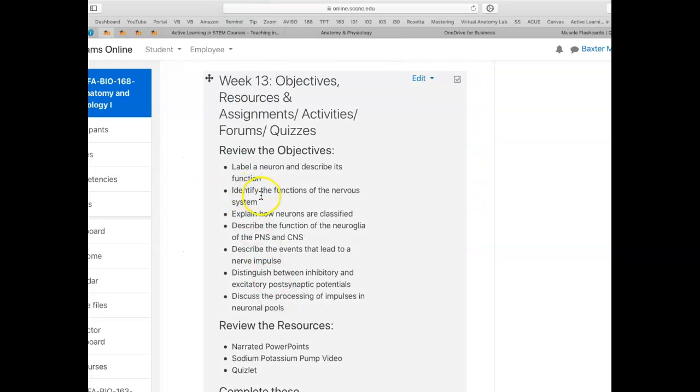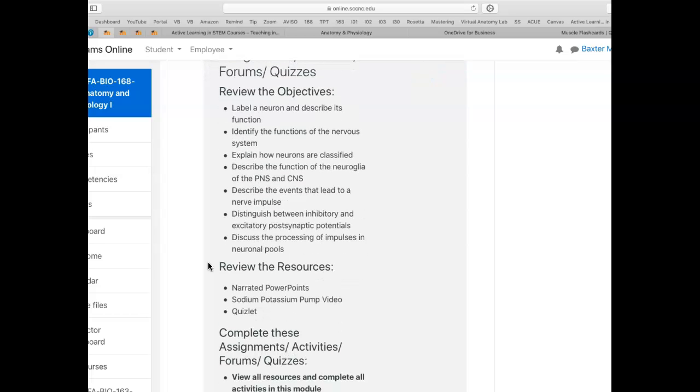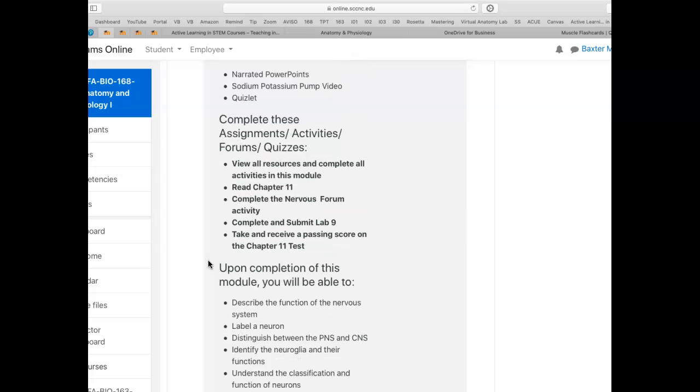So with the nervous system, you are going to learn the fundamentals of the PNS and the CNS, that is the central nervous system and the peripheral nervous system. We'll be talking about a nerve impulse, which will be very similar to the action potential in the muscle. You've already learned about that. And I think you will probably enjoy this chapter.